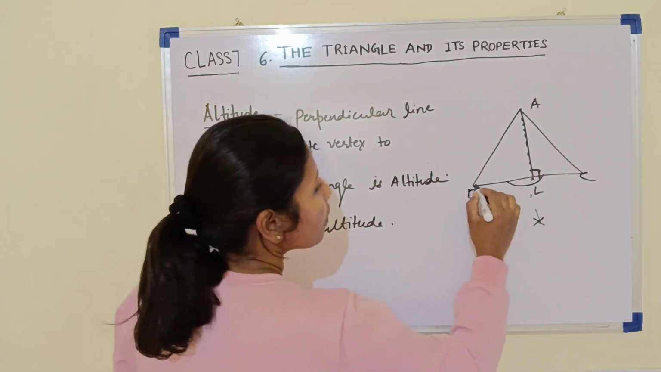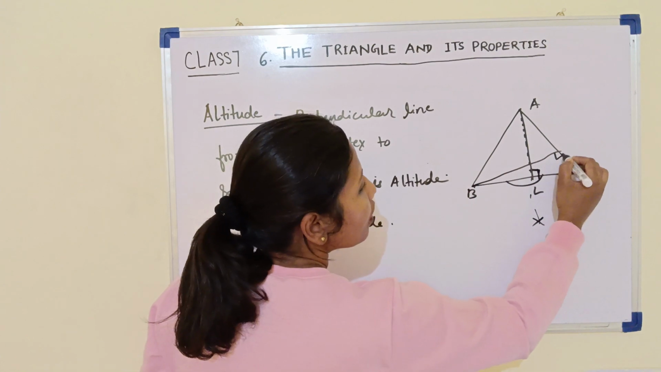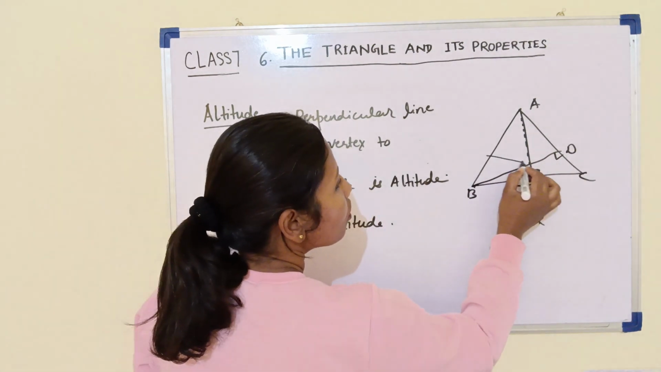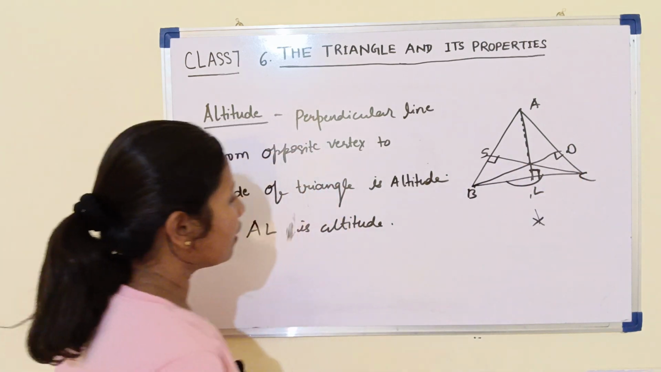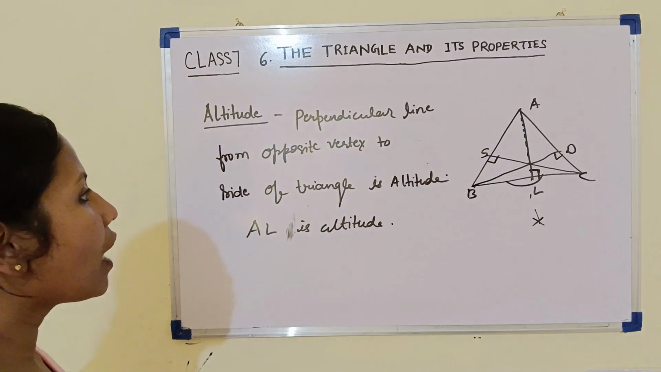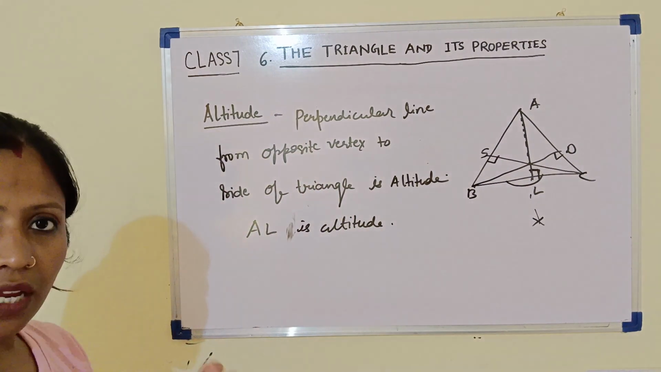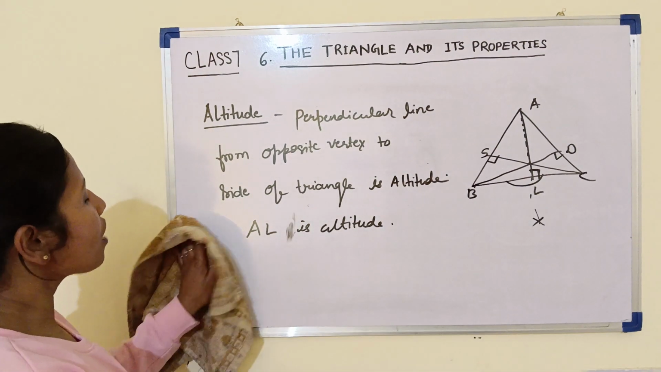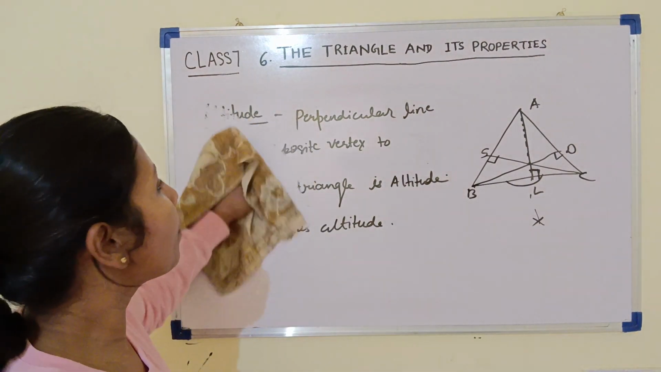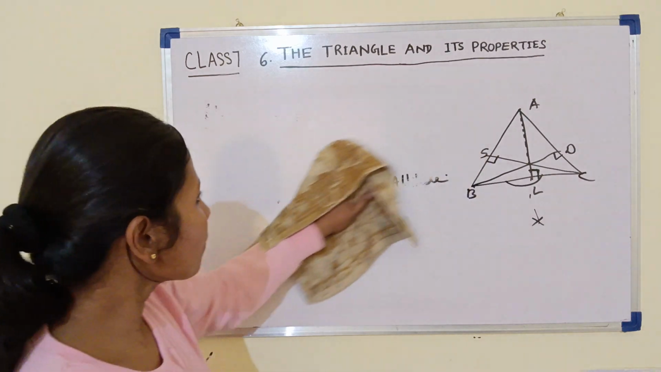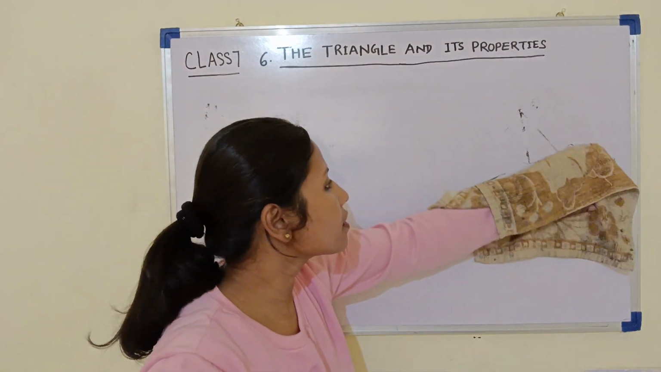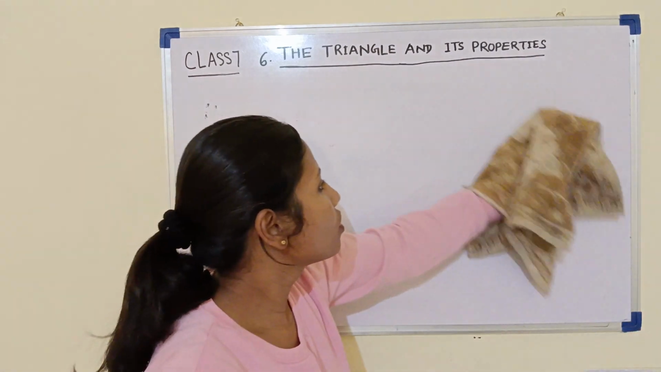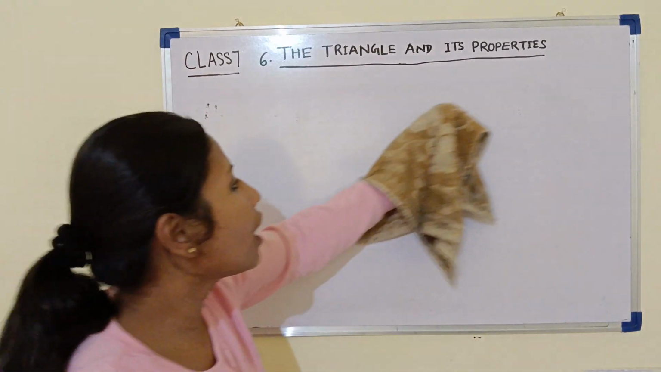You can draw from B also, like BD. You can draw from C also, CS. So these are all 90 degrees. So there are three altitudes possible in a triangle. You have to draw a perpendicular from your vertex to the opposite side. That is called an altitude. So we learnt about the median and altitude.